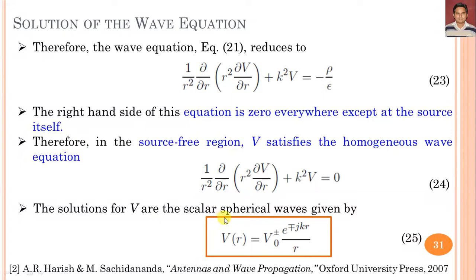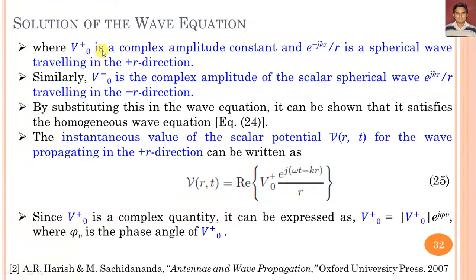The solution of equation 24 in spherical waves can be represented by V of r equal to V0 plus or minus e to the power minus or plus j k r upon r. So by using expression 25 we can calculate the value of the scalar potential function V, where V plus is a complex amplitude constant and e to the power minus j k r upon r is a spherical wave traveling in the plus r direction. Similarly, V minus is the complex amplitude of the scalar spherical wave e to the power j k r upon r traveling in the minus r direction.